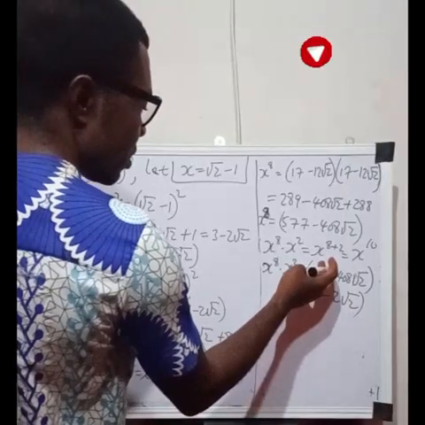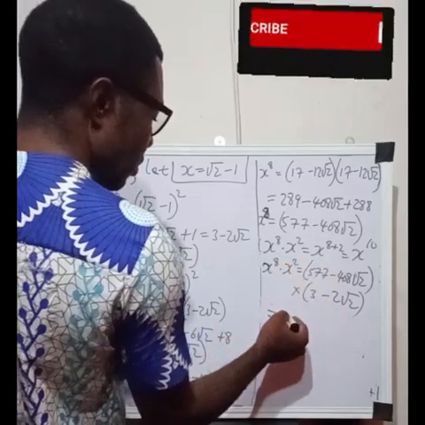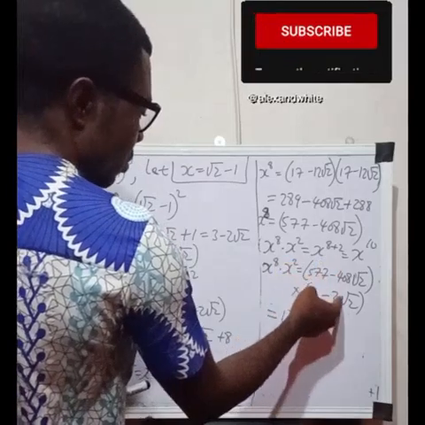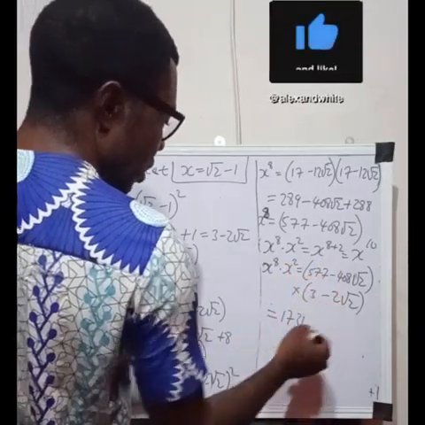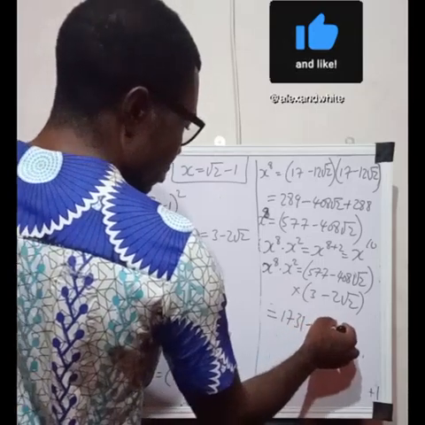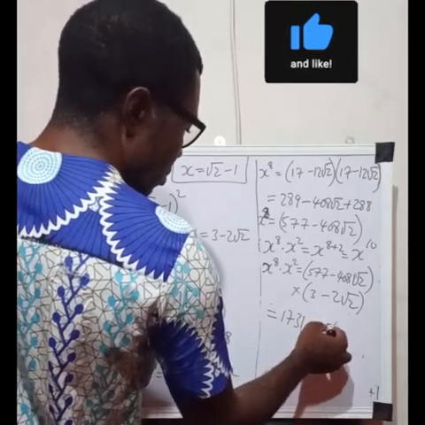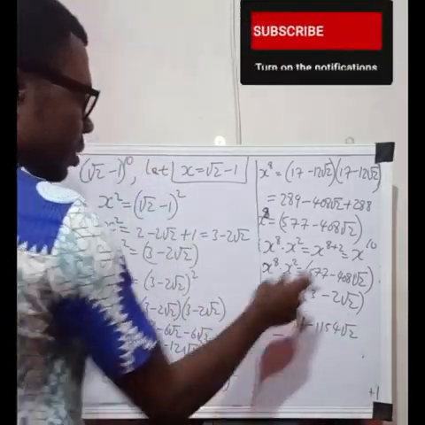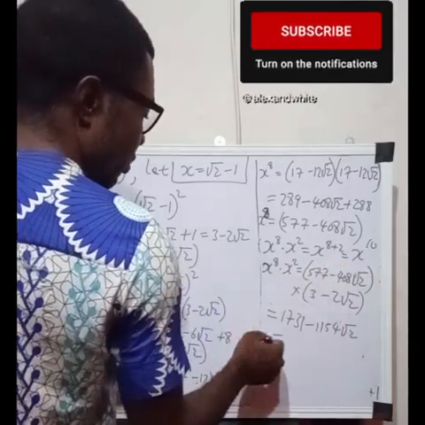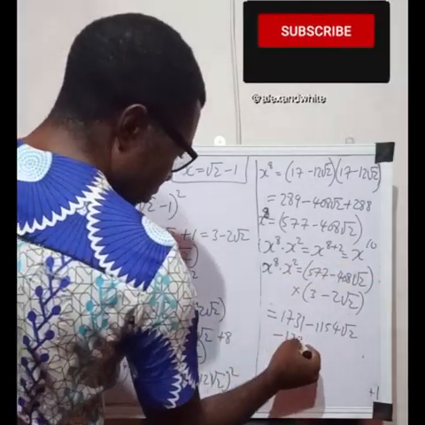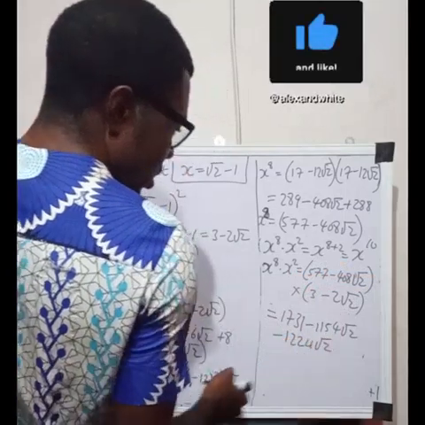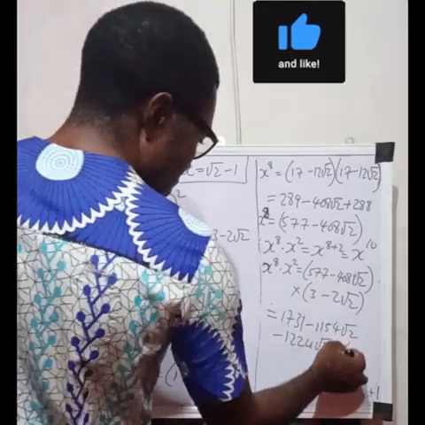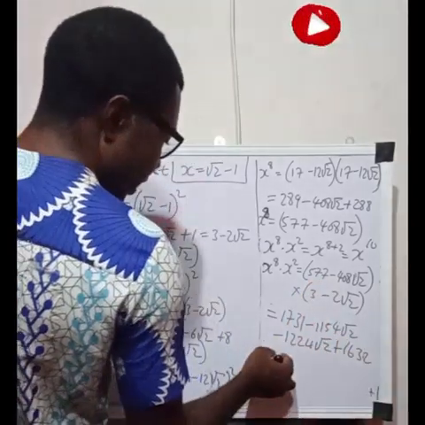We multiply out. 577 times 3 will give us 1731. 577 also times minus 2 root 2 will give us minus 1154 root 2. Minus 408 root 2 times 3 will give us minus 1224 root 2. Then minus 408 root 2 times minus 2 root 2 will give us plus 1632. And finally we collect like terms.